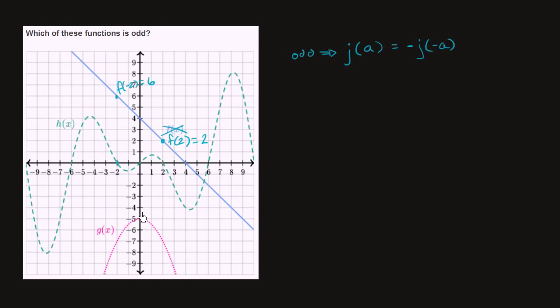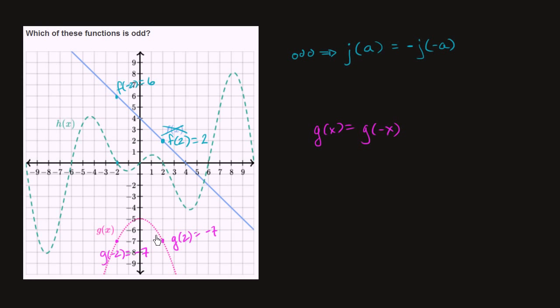Now let's look at g of x. When x is equal to 2, we get g of 2 is equal to negative 7. Now let's look at g of negative 2. G of negative 2 is also equal to negative 7. So here we have a situation, and it looks like that's the case for any x we pick, that g of x is equal to g of negative x.